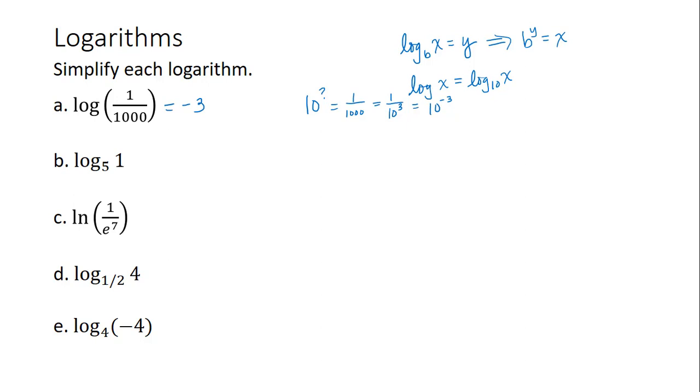Log to the base 5 of 1, we need to think of that as 5 to what exponent is equal to 1. Well, 5 to the 0 is 1, so therefore log to the base 5 of 1 is 0.